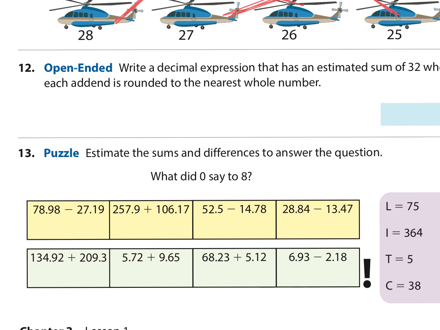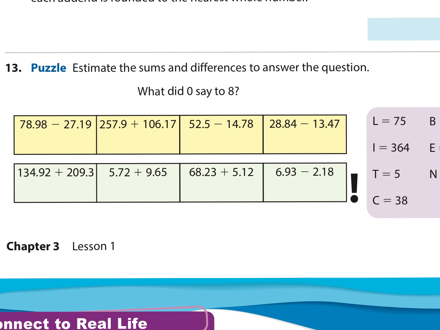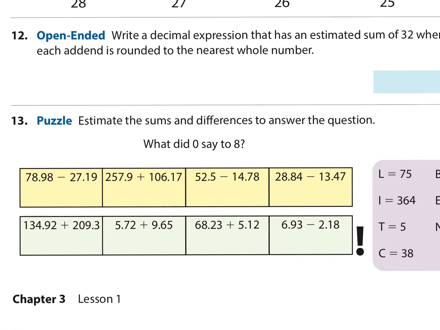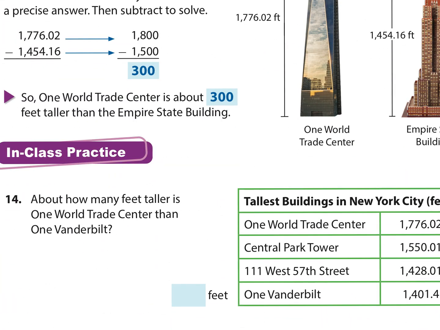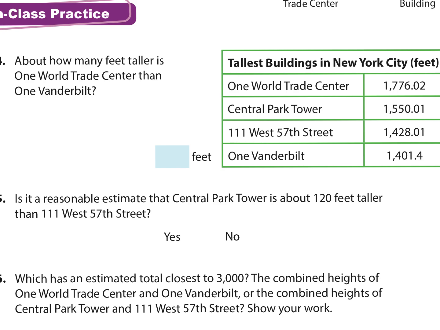We're going to skip. That puzzle one is fun, but we'll come back to that. So we're going to skip 12 and 13 for now. We're going to go on and look at this chart with a word problem.